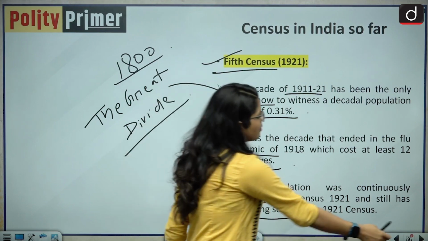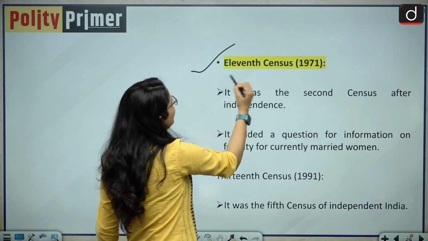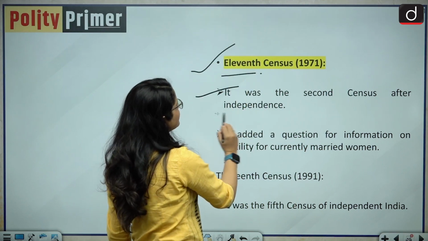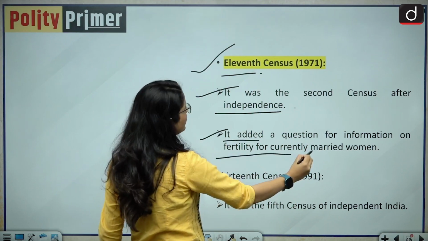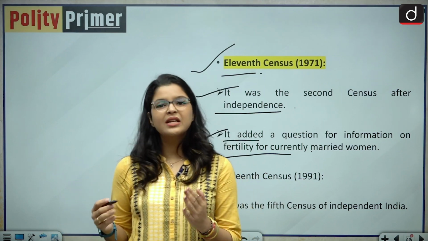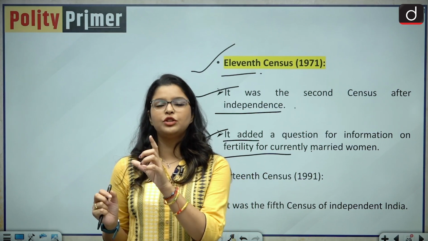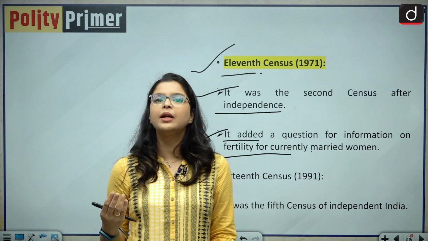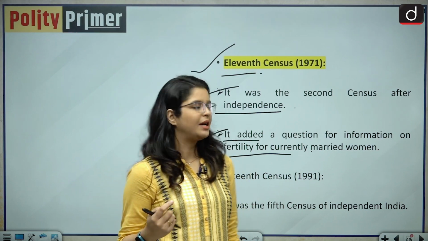Now, let us discuss some of the more important censuses, such as the 11th census of 1971. It was the second census after independence. It added a question for information on fertility for currently married women. So we were analyzing the sex ratio and the fertility ratio of married women as well as the sex ratio. So this census became very important as it had data regarding the fertility of currently married women.